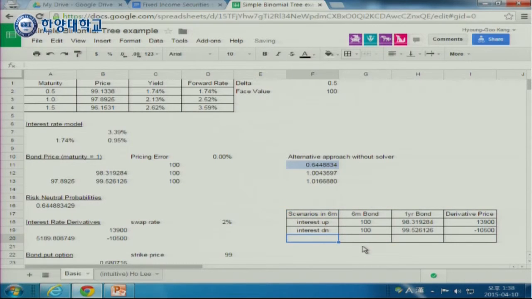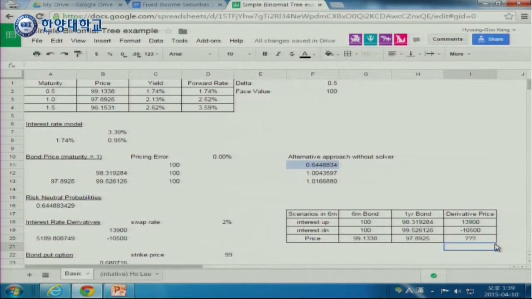now, what is the price of a 6 months bond? The price of a 6 months bond is given, right? This is this one. And what is the price of a 1 year bond? It is also given, which is this one. But the price of this contract is something we don't know. So our goal is to compute this one.